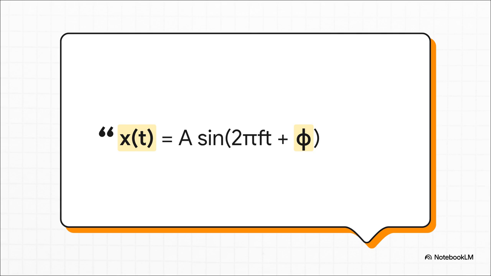This is the core mathematical expression for a continuous sinusoidal signal. Let's break it down. X of t represents our signal output over time. The capital A right in front is the amplitude. That represents the peak voltage or how tall the wave gets. The lowercase f is the frequency, which tells us how many complete wave cycles occur per second. And finally, that Greek letter phi at the end indicates the phase shift, which basically dictates exactly where the wave begins its journey on the graph.